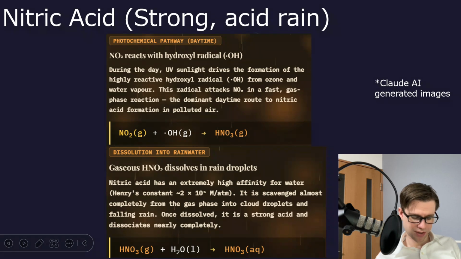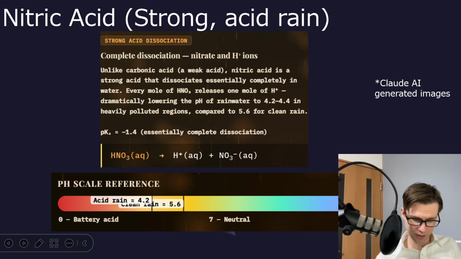Okay, and then once that's been made, it can come into contact with water droplets in clouds, for example. Nitric acid has extremely high affinity for water. It is scavenged almost completely from the gas phase into cloud droplets and falling rain. Once it's dissolved, it is a strong acid and dissociates nearly completely. So once we have HNO3 (aq), it's basically all over. All of those H's will remove themselves. HNO3 goes to H plus and NO3 minus, the nitrate.